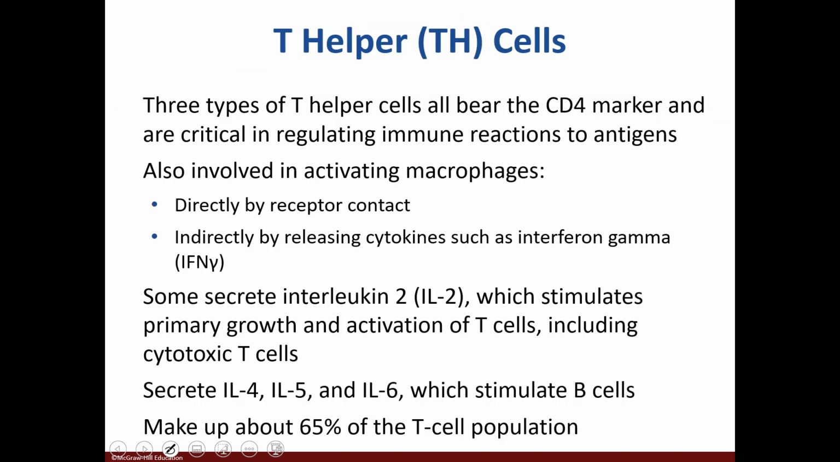Helper T cells all have CD4 on their surface and are important in maintaining the entire immune response. They help to activate macrophages through binding to receptors or through the release of cytokines. They activate other T cells by releasing interleukins and can do the same to B cells. They make up the bulk of T cells.